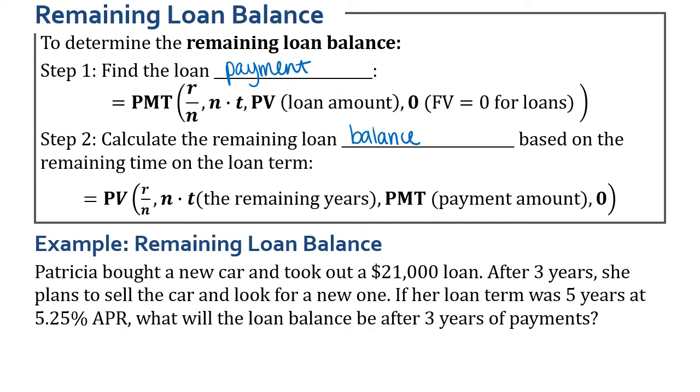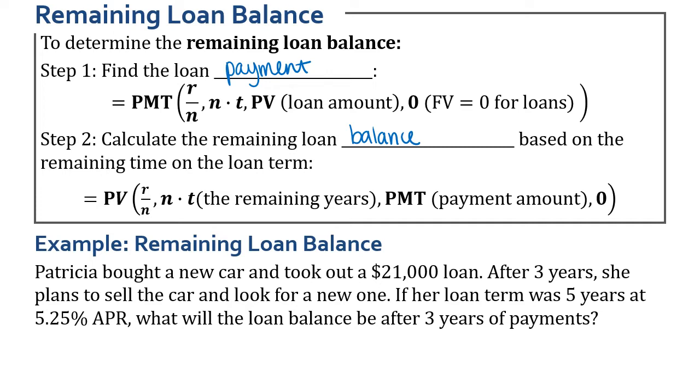Patricia bought a new car and took out a $21,000 loan. After 3 years, she plans to sell the car and look for a new one. If her loan term was 5 years at 5.25% APR, what will the loan balance be after 3 years of payment? So step 1, the first thing we need to do is figure out what her loan payment is.